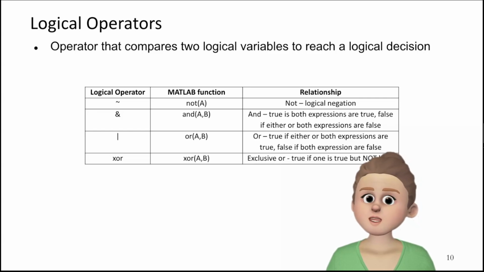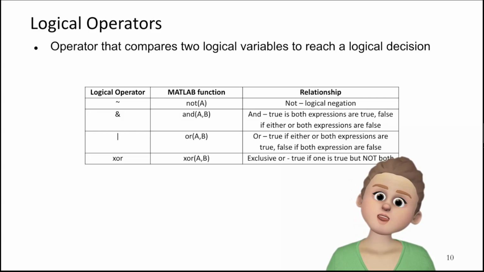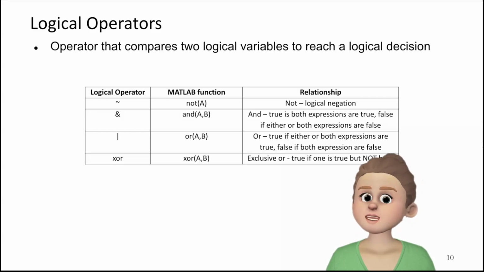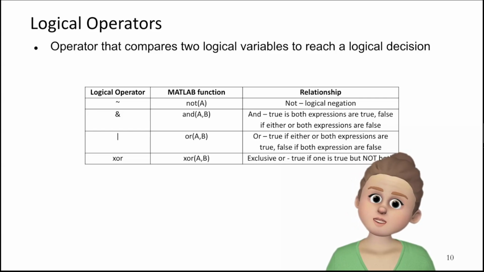On the other hand, or, which is represented in MATLAB either as this straight line symbol, or you can use the built-in function or. And this is true if either of the expressions A or B are true, and it's only false if they're both false. The last one is exclusive or, which is represented by the built-in function xor, and that is true if one of the conditions is true, but not both.